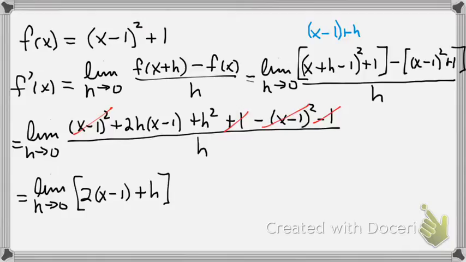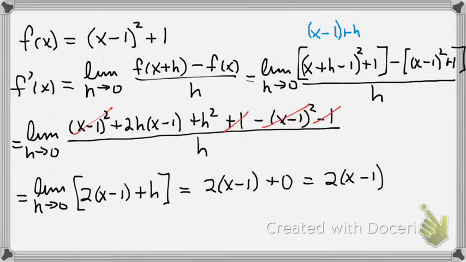Can I use direct substitution now? Yes, I can. So 2 times (x minus 1) plus 0 is simply 2 times (x minus 1). Right? If you are so inclined, that's 2x minus 2. Don't care. This is fine. In fact, factored form is generally a nicer form.